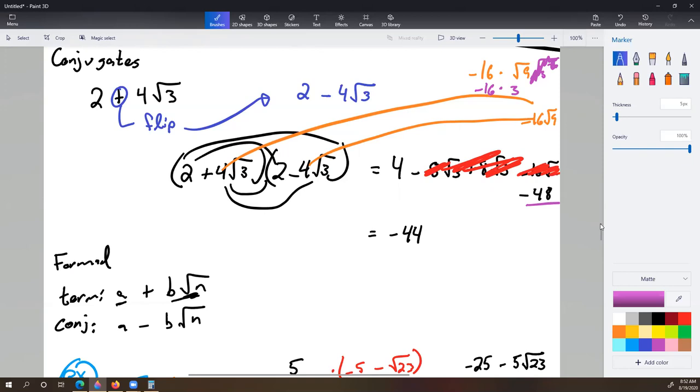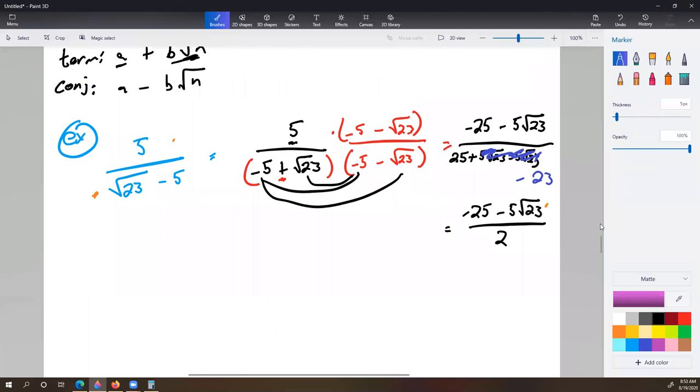And that's the thing with all these answers. For example, if you have this as an answer to a question: negative 25 minus 5 square root 23, all divided by 2. Do not chuck that into a calculator and just give it the decimal. You're going to want to type in that as the exact answer.